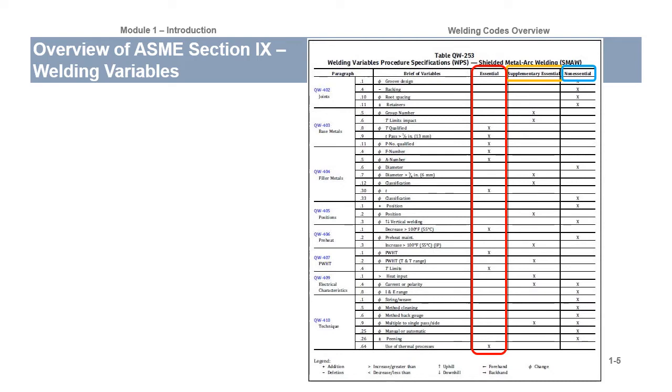Overview of ASME Section 9, welding variables. So here we've got table QW253. If you go to this table, this is going to tell you the three different kinds of variables that are associated with this welding process. We've got essential, which I've outlined in red. We've got supplementary essential, which I'm not going to talk about on this video. And we've got non-essential. But all three are listed. I'll cover supplementary essential in its own, and then non-essential is going to get its own. But they all come off this same chart. So you can see if it's got a little X by it, we need to address it as either an essential, supplementary essential, or a non-essential variable.